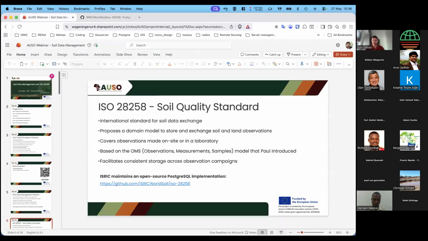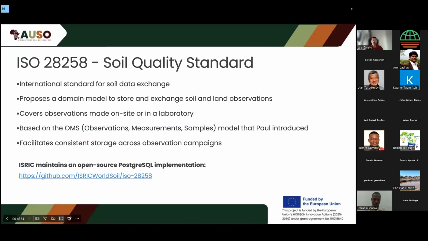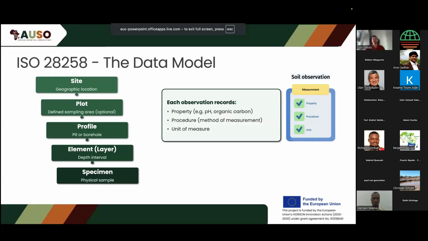Second. So what is this standard and what is this data model? In a very simple approach, the data model brings some notions like site, plot, profile, element, and specimen. I'm not going to go into many details, but these are the things that are important.